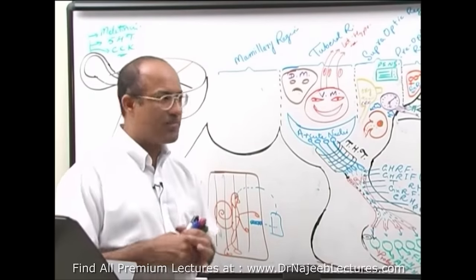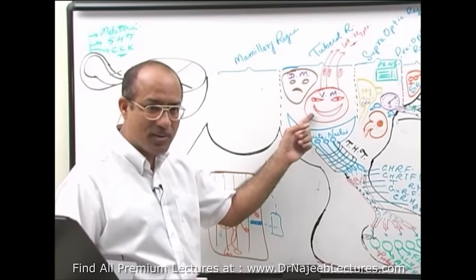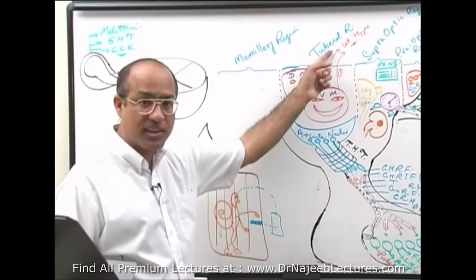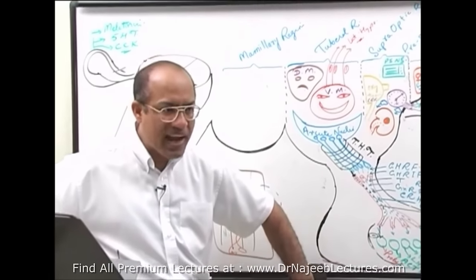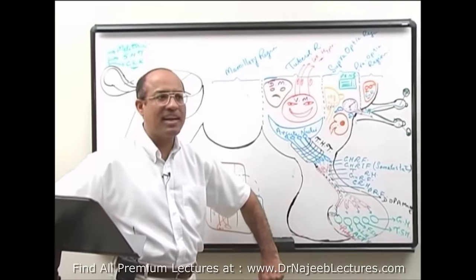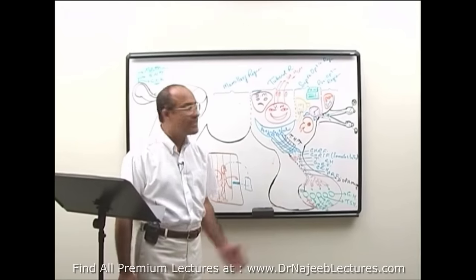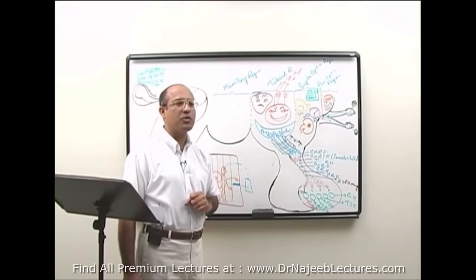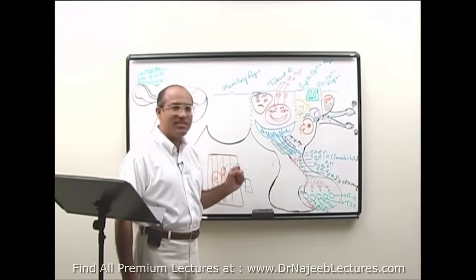So let me repeat. If both of these nuclei are damaged, right, then hunger centers will dominate, they cannot be inhibited, and you will overeat, you will become very fat and obese, right, and you will become more irritable and angry, and you will display savage wild behavior. Is that right? This type of obesity is called hypothalamic obesity. What is this? Hypothalamic obesity.